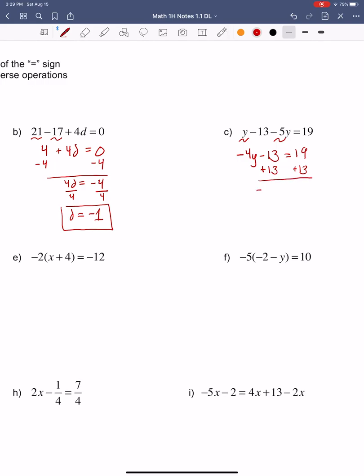That gives me negative 4y equals, let's see, put those together, that's going to be 32. And then divide both sides by negative 4. And I end up with y equals, remember, positive divided by a negative gives me a negative number. So that's negative 8.